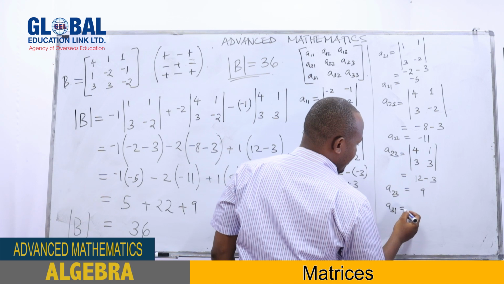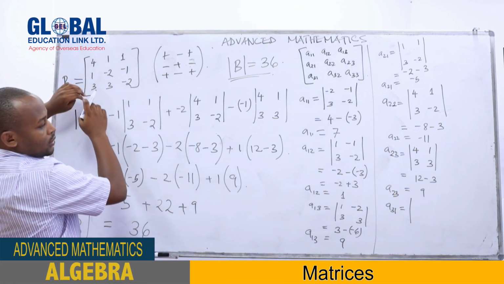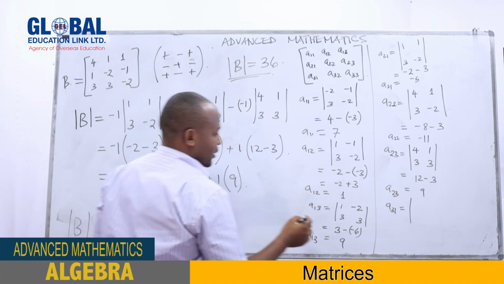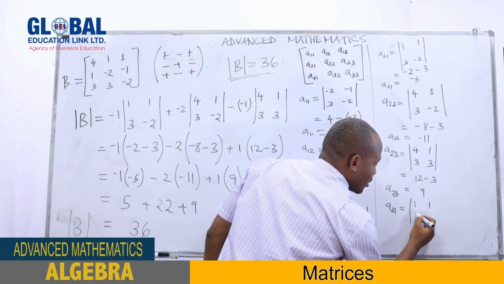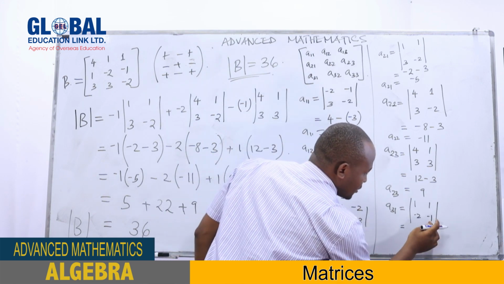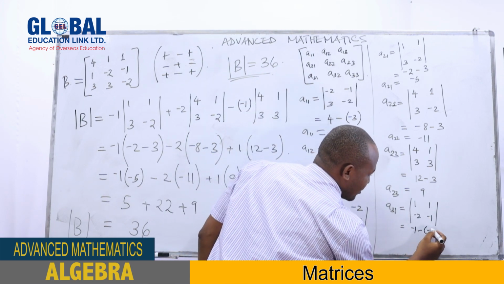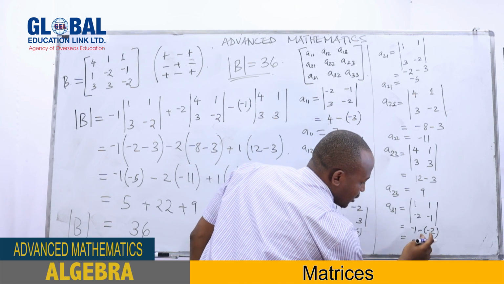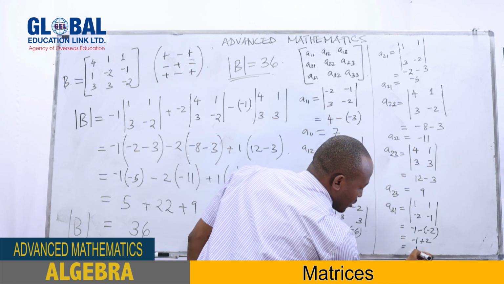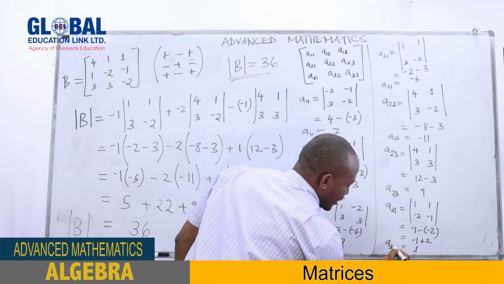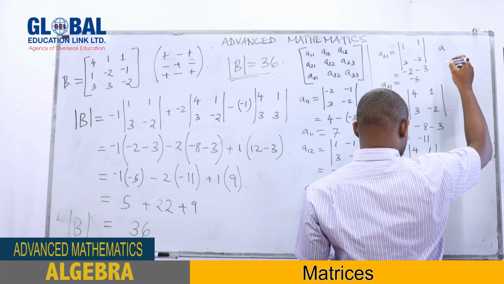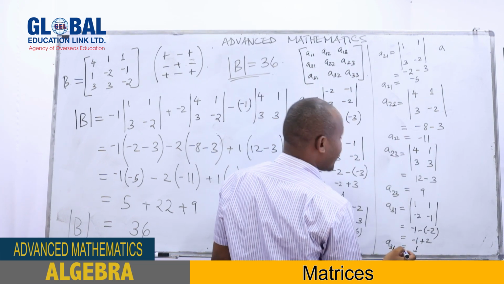A3,1, we are there. That means it will be 1, 1, negative 2, negative 1. It will be negative 1 minus 2, negative 1 plus 2, which equals 1, that is A3,1.